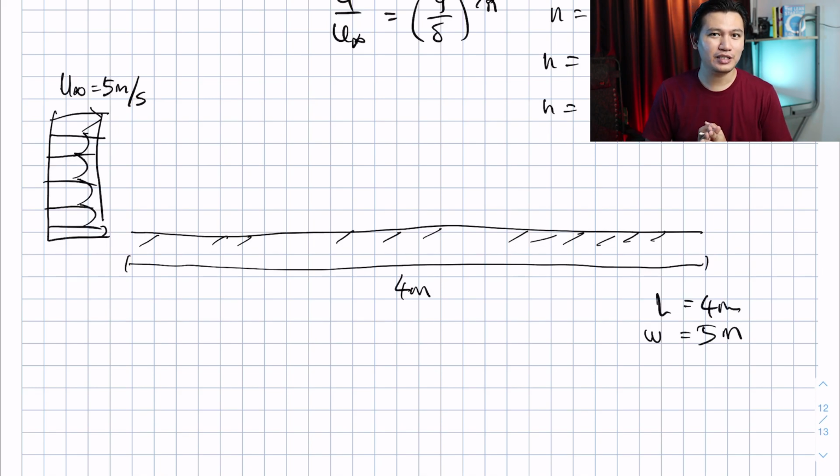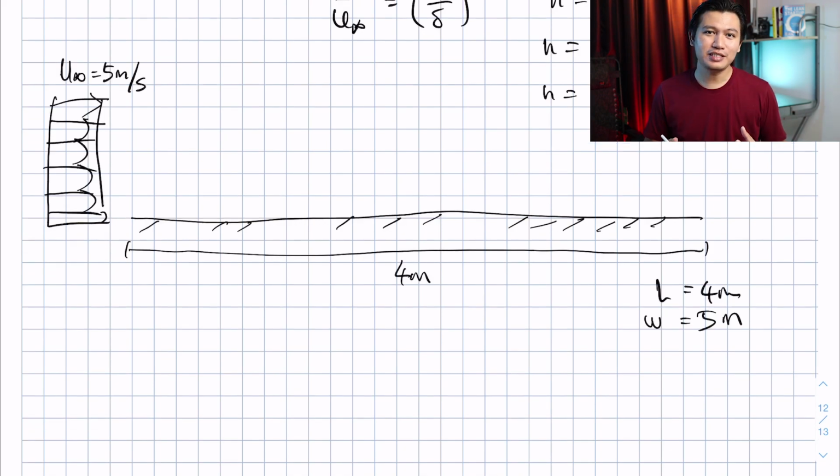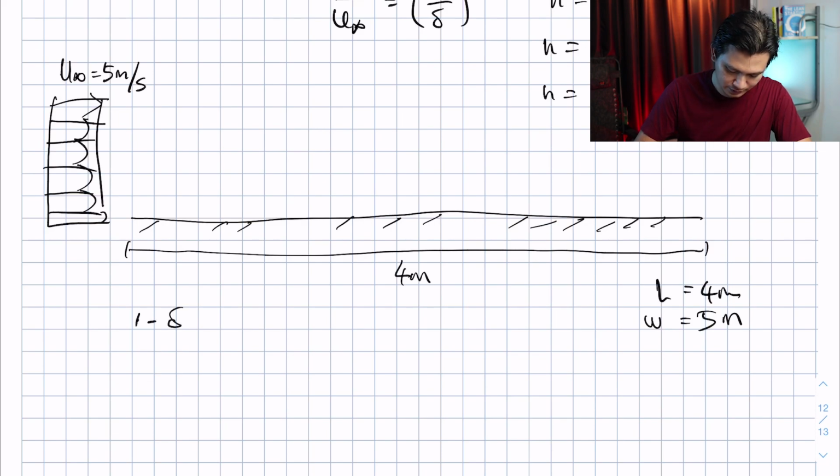Remember that we found the wall shear stress, right? And you also know that shear stress multiplied by area will give you drag force, right? That's why we need the area. So we need the length and we need the width. And there are two things that you need to find from this problem. First is the boundary layer thickness at the trailing edge.